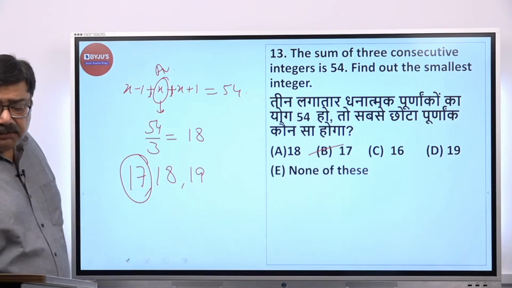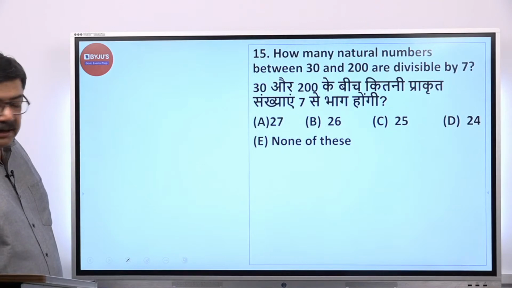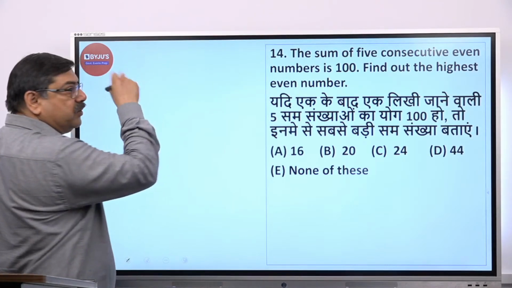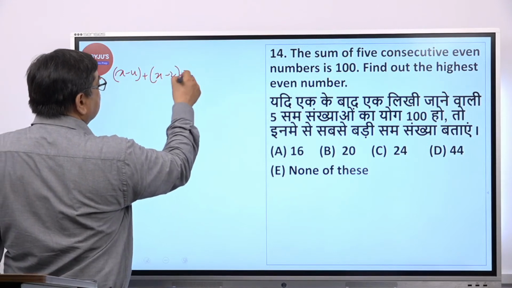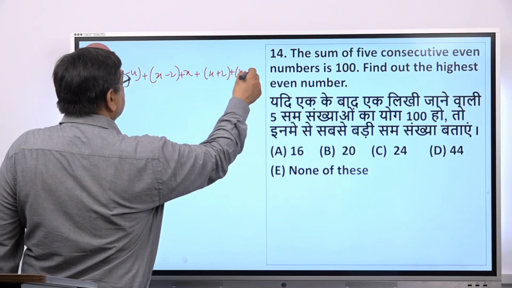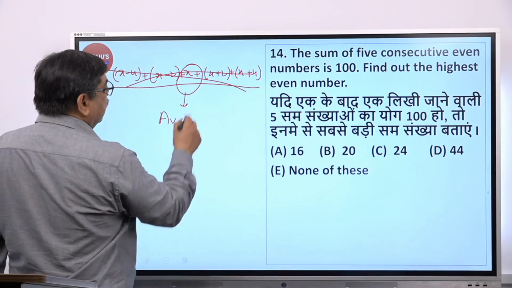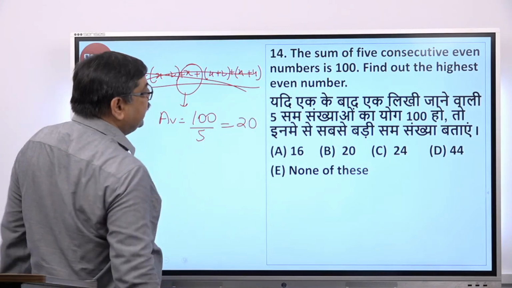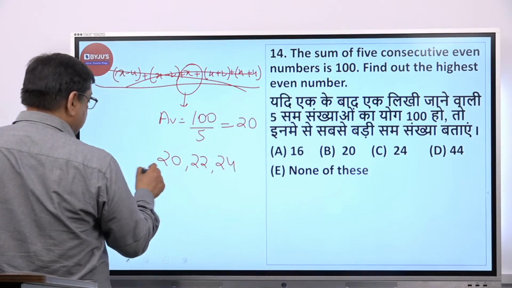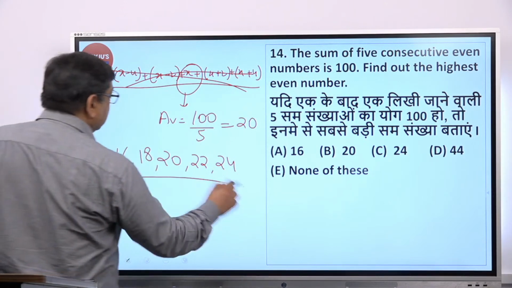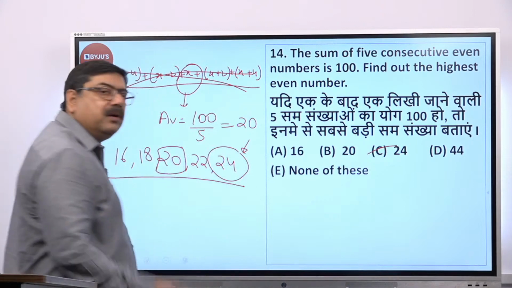Otherwise, you can always keep on increasing the number of steps. Sum of 5 consecutive even numbers is 100. Find out the highest even number. Either you do it like x minus 4, x minus 2, x, x plus 2, x plus 4. This is one way that you could have solved. See, even writing this has taken so much time. The middle number here is the average. The average here will be 100 by 5, that is 20. So it is consecutive even numbers. So 20 plus 2, 22, plus 2, 24. Minus 2, 18, minus 2, 16. These are the 5 numbers. This is the average. And the highest even number here happens to be 24, as simple as that.